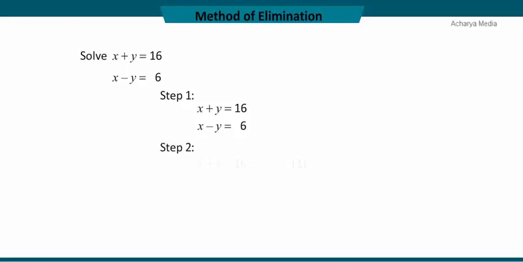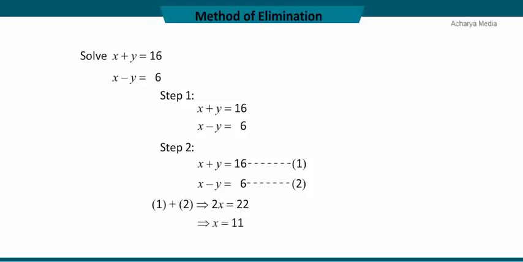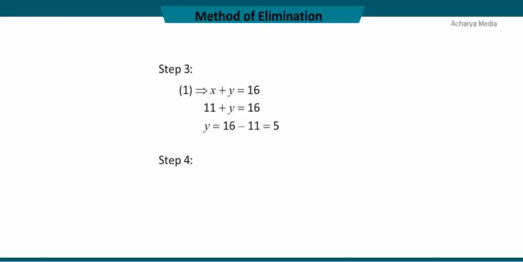Step 2. If we add the two equations, the variable y will be eliminated. Adding 1 and 2, we get 2x is equal to 22. This implies x is equal to 11. Step 3. Substitute the value of x in equation 1 or 2. We get y is equal to 5. Step 4. If x is equal to 11, then y is equal to 5. Therefore, the solution set is (11, 5).